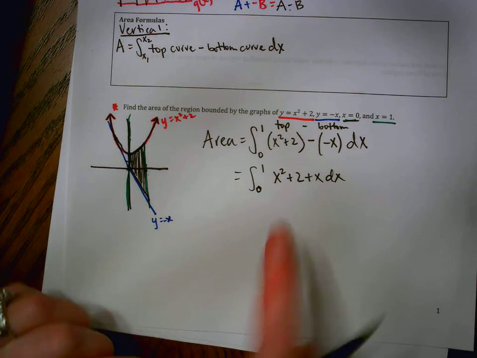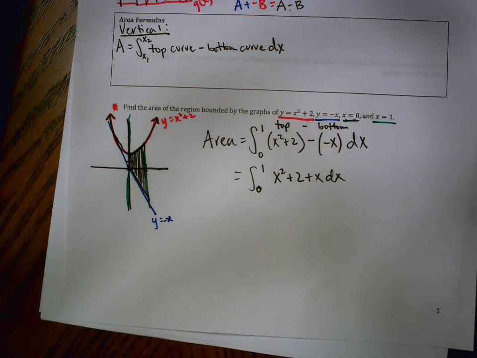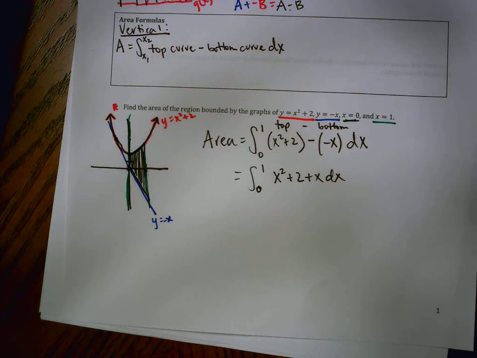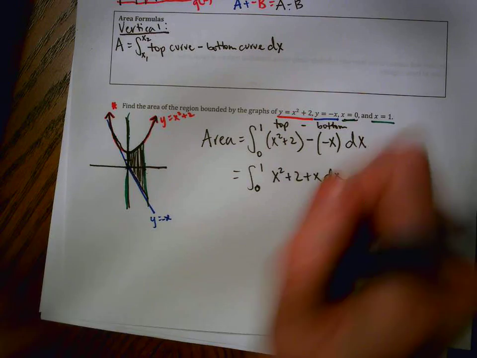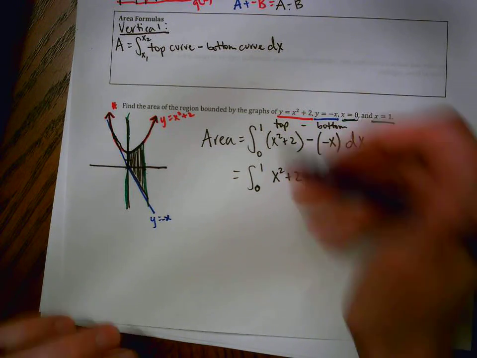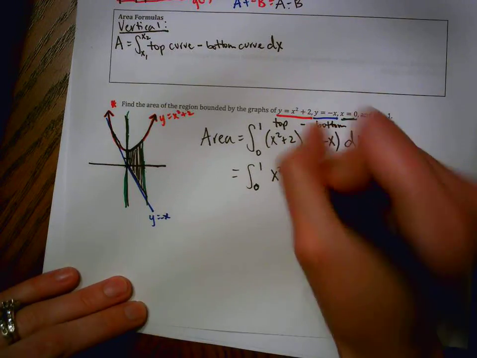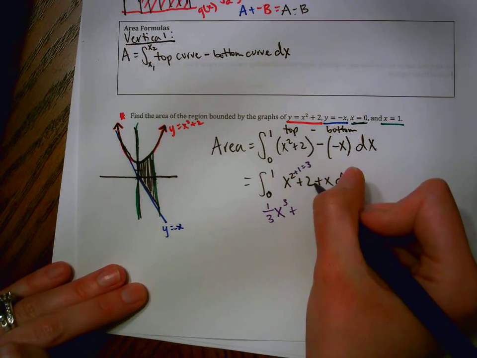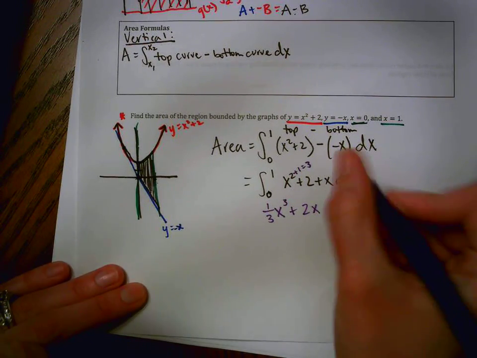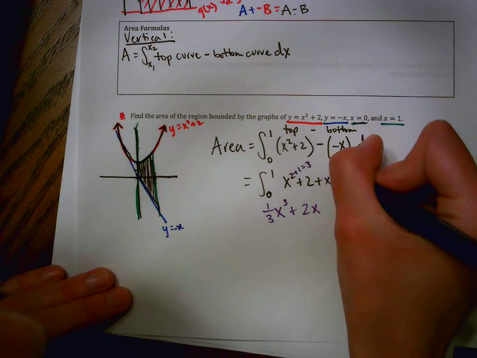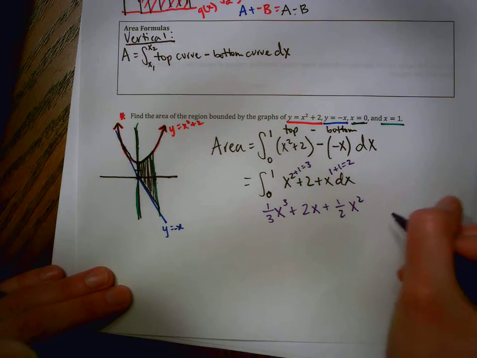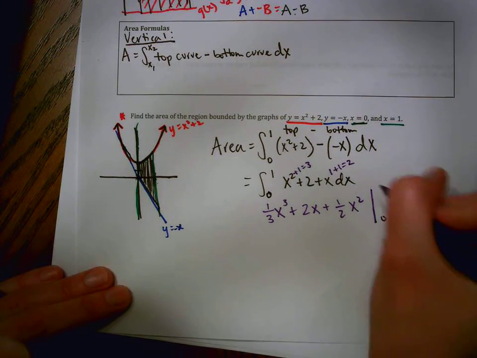So what's the integral of x squared? Let's see if y'all remember. This would be a great place to pause the video and try to do this math yourself. Take the antiderivative, f of b minus f of a, and then see if we get the same answer. So to get the antiderivative, we're going to add 1 to the exponent and then divide by that, so that would be 1/3 x cubed plus the integral of 2, which would just be 2x. Integral of x, the exponent's 1, add 1, you get 2, divide by that, that'd be 1/2 x squared. And then that's what you're going to plug your boundaries 0 and 1 into.